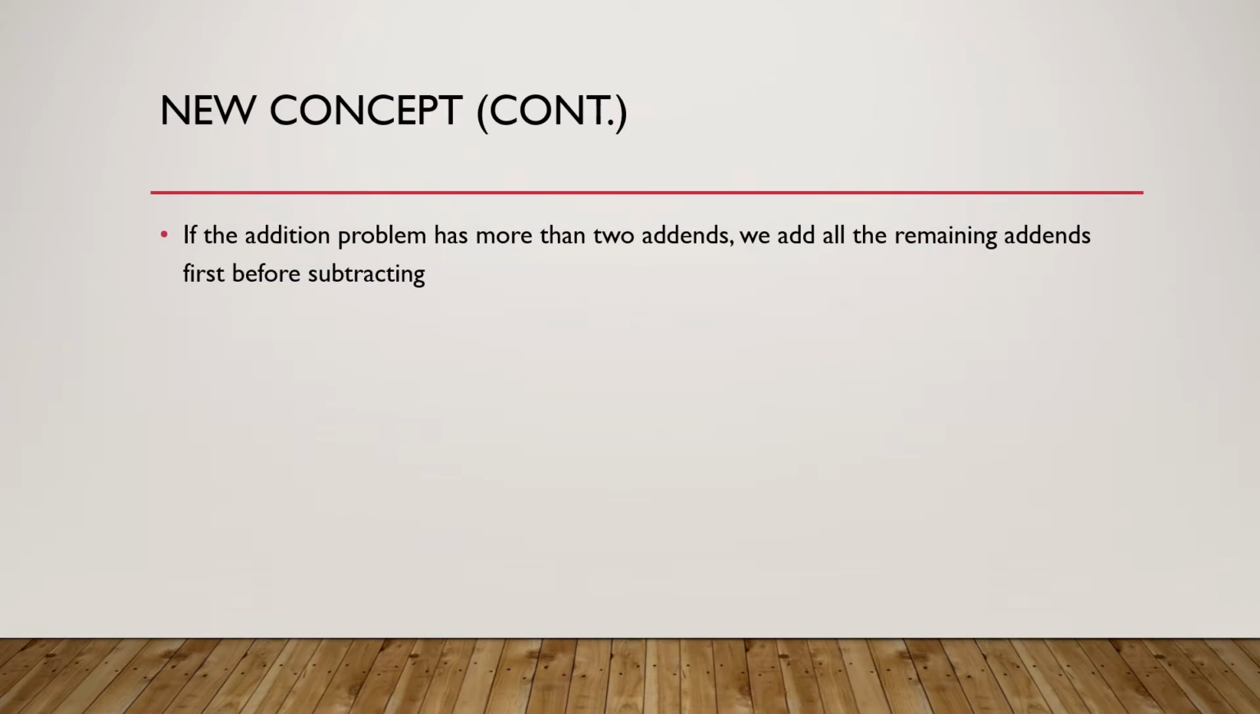If the addition problem has more than two addends, we have to first add up all the remaining addends before we can subtract to find the missing one. So here's an example: 7 plus 2 plus s, our missing number, plus 8 equals 20. So first we have to add up all the addends that we know. 7 plus 2 plus 8 is 17.